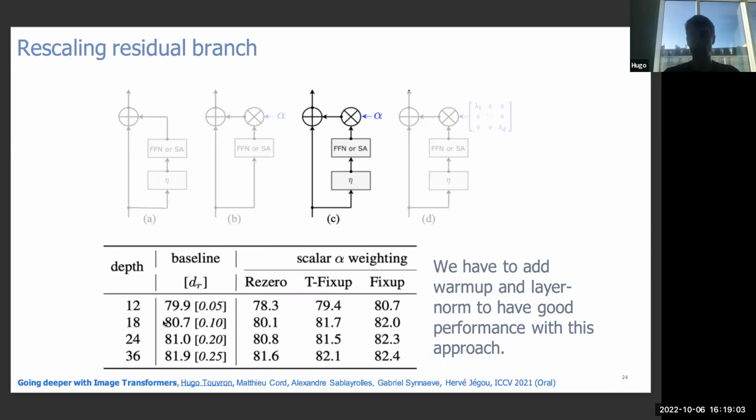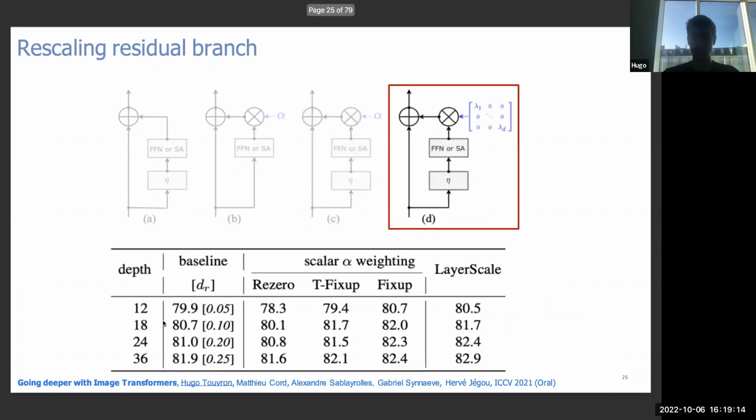But these approaches are quite complicated because you have different multipliers in the residual block. You have to adjust the initialization according to the depth of the layer. So we try to simplify that. We just propose to multiply the output of each residual block by a diagonal matrix with learnable weights. And we call this method LayerScale. And it works quite well. The performance is slightly worse for not too deep architectures, but slightly better for deeper transformers.